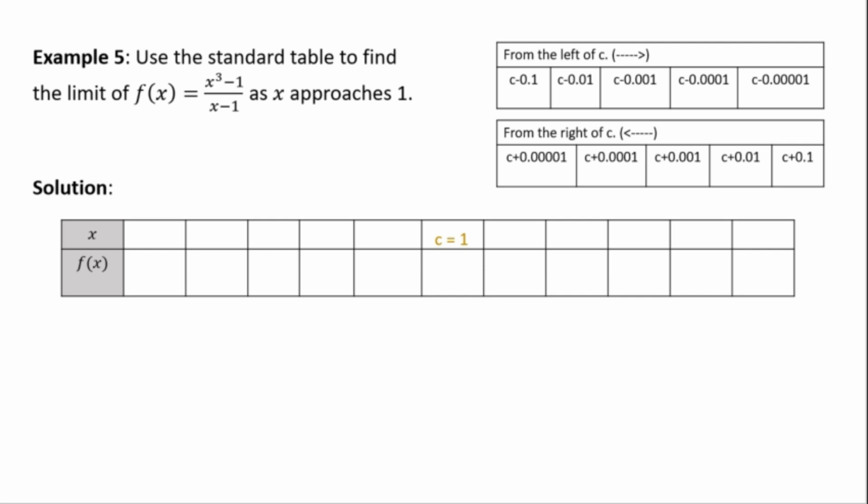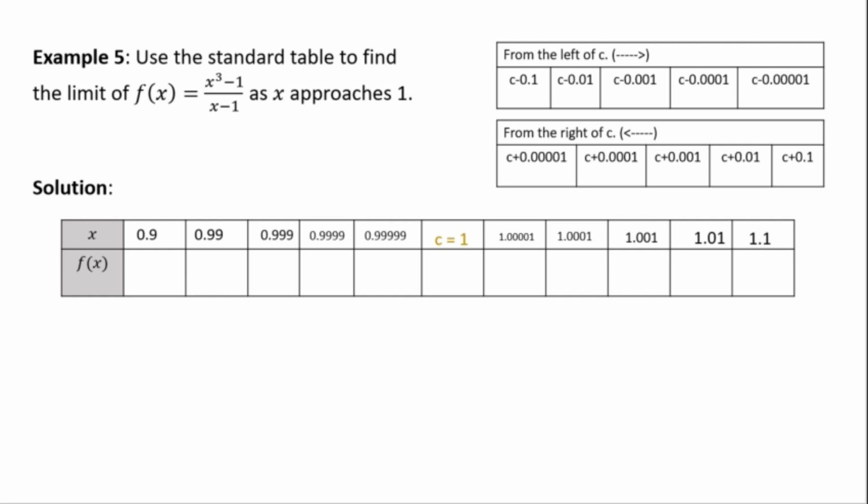Following the standard table, because c equals 1 in this case, the first entry for the values of x from the left would be 1 minus 0.1. So that will be 0.9. Then the second one is 1 minus 0.01. That will be 0.99, and so on. So really getting close to 1. While on the other side, c plus 0.1, that would be 1.1. C plus 0.01, that would be 1.01, and so on. Okay, very easy.